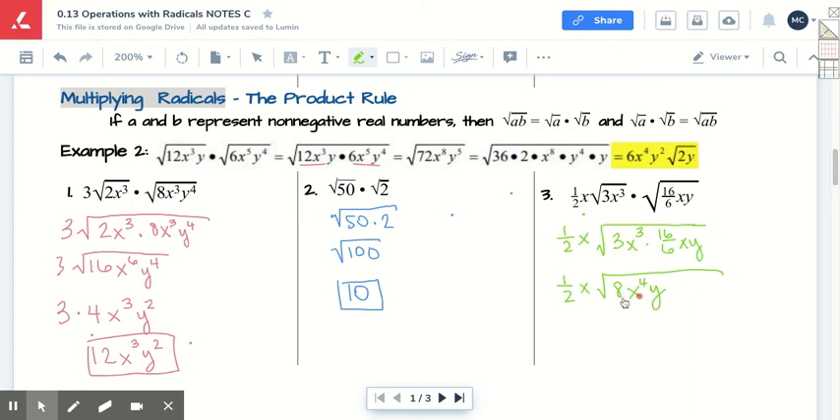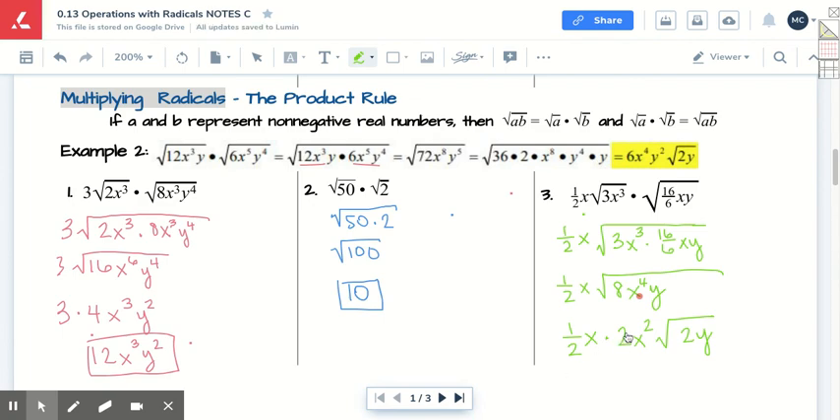The next thing I would need to do is break down this radical here, and we've had many lessons on that already, so I'm going to cut to the chase. So the square root of 8 would break down into 2 square root 2. X to the 4th, taking the square root, I would get x squared. And so that leaves me with a 2y inside the radical.